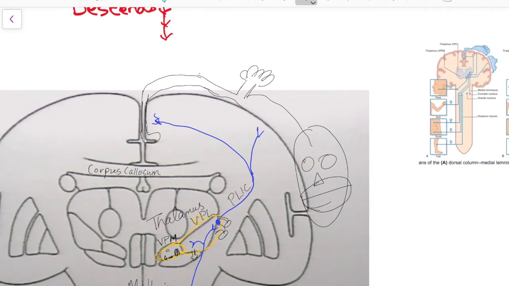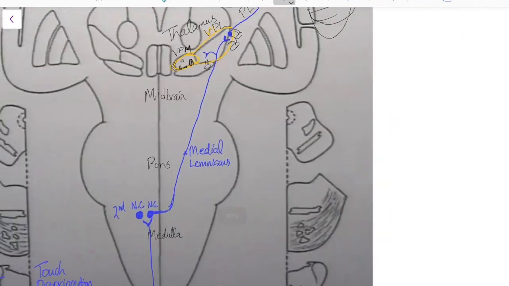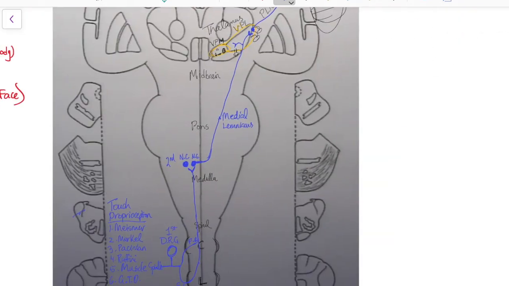So depending on where you are, if you're going to the legs, you will synapse here. If we're going to the upper arms or arms, we'll go here. If we're going to the face, we will go right here. Just like in the thalamus, if we're going to the face, we'll go to the VPM. If we're going more to the head, we will be more medial. If we're going more legs, we'll be back here at the VPL. Okay, so that was touch and proprioception, if we got that from the body, either arms or legs.